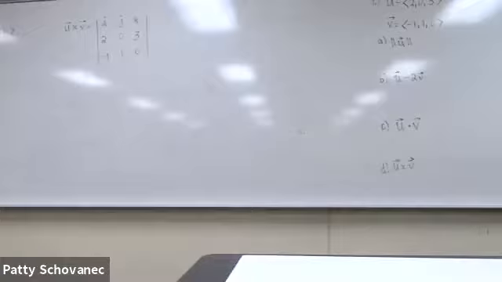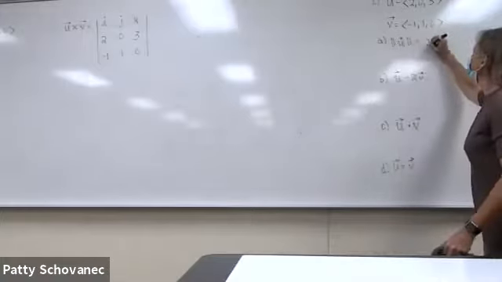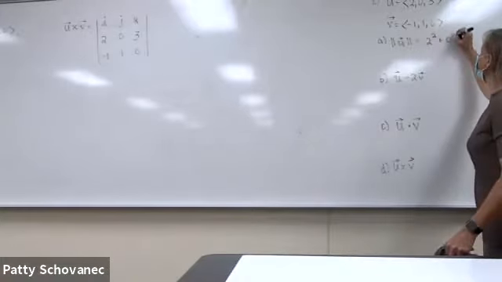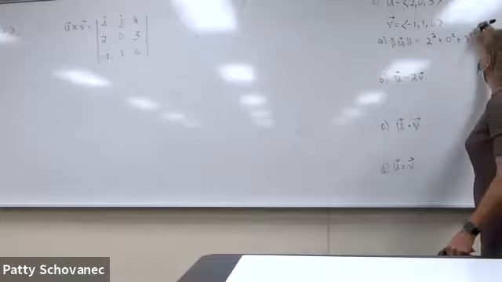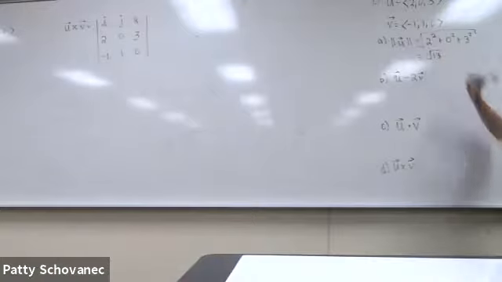All right, I'm going to go ahead and work them so that you have the answers. Magnitude of u, we square each component, add them together, stick it under a square root sign. 4 plus 9 is 13. Magnitude of u is square root of 13.